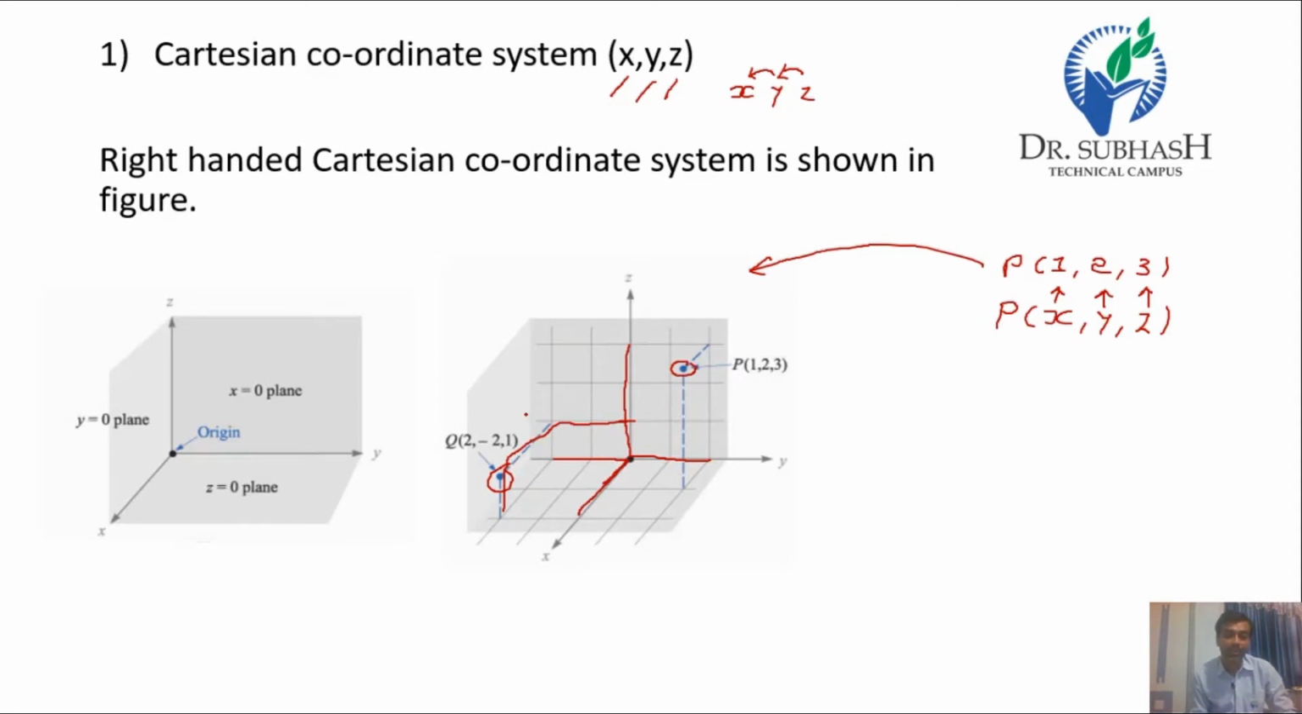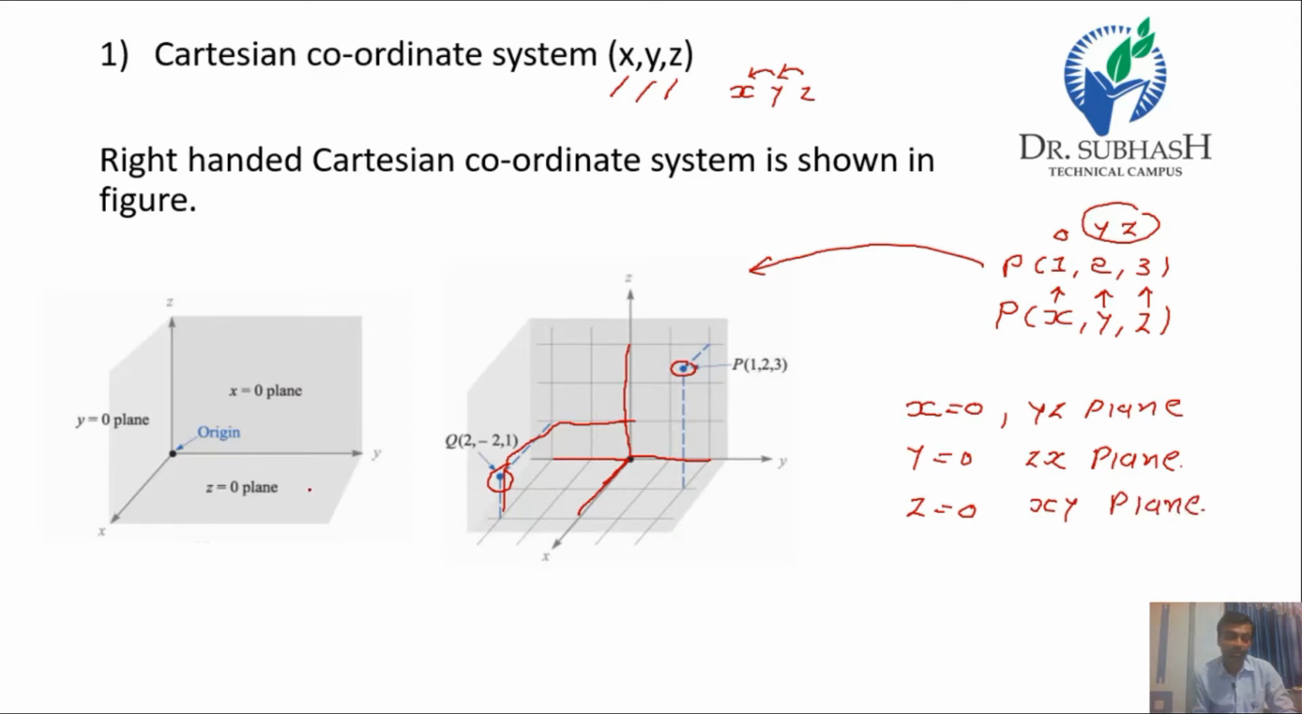Planes. In the Cartesian coordinate system there are three planes. x equal to 0 means we have 0 for x, so we get only y and z points. So the x equal to 0 plane is also known as the yz plane. Similarly, if y is equal to 0, then we get the zx plane. If z is equal to 0, then we get the xy plane.